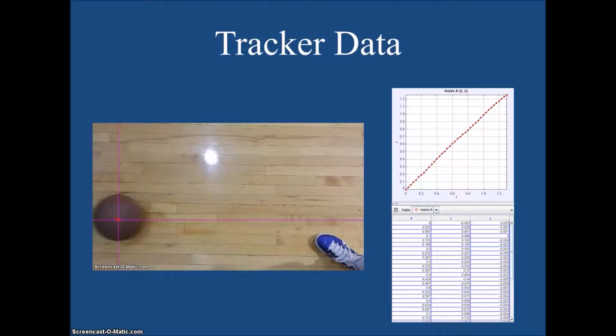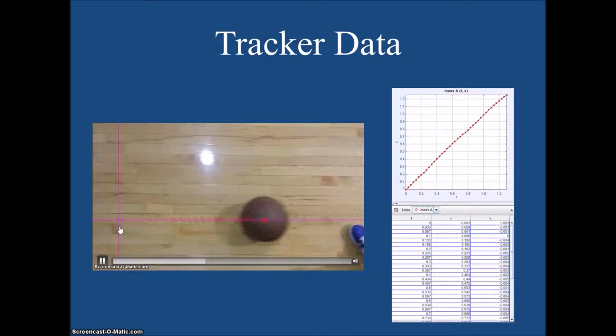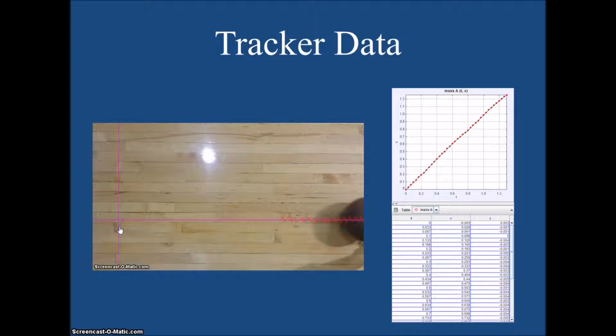The data that was extracted from Tracker is shown on the right. Only the time t and x columns were used in graphing the observed model. The graph of just the observed model is shown above the data points. The clip on the left illustrates how the data points were collected from the original video.